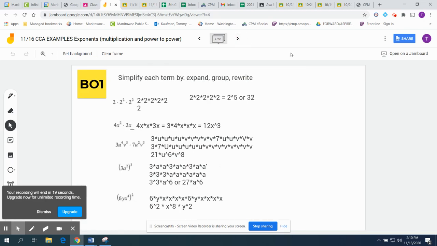I've done a couple more examples on this next page. I've been expanding them and then regrouping them. A way to write exponents is to use this little caret here, and that comes from Shift 6.